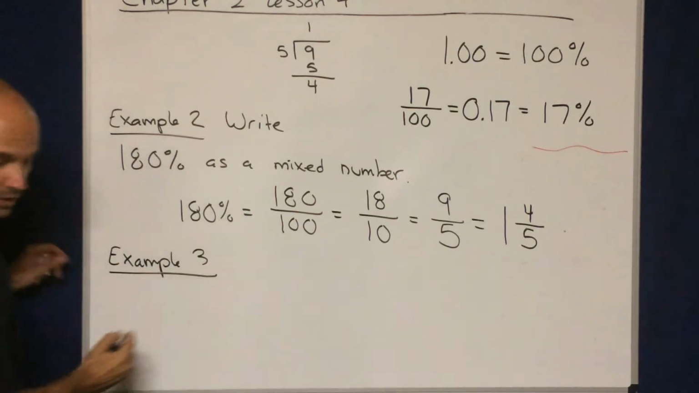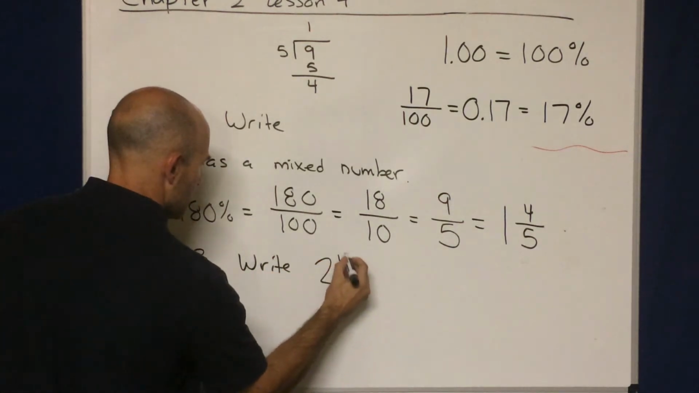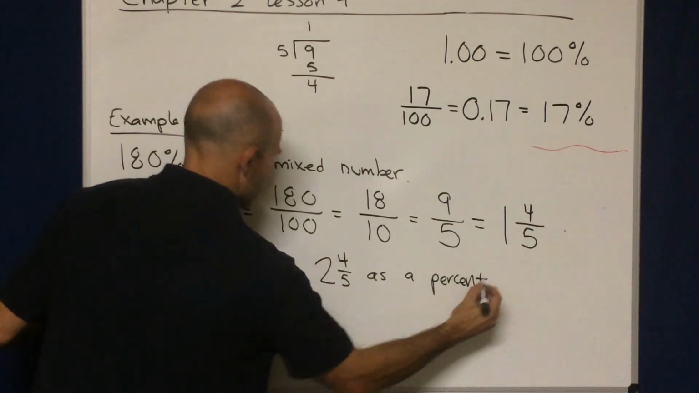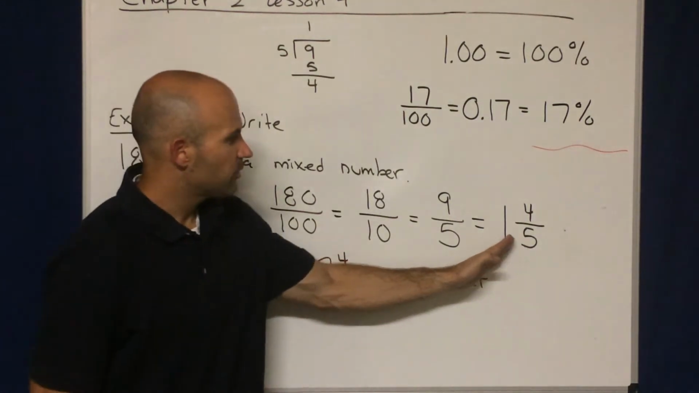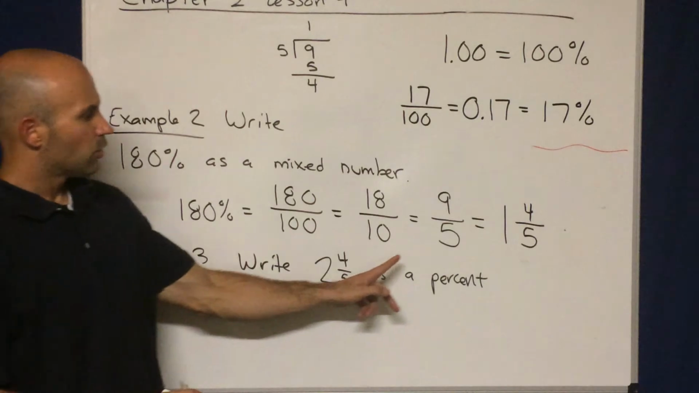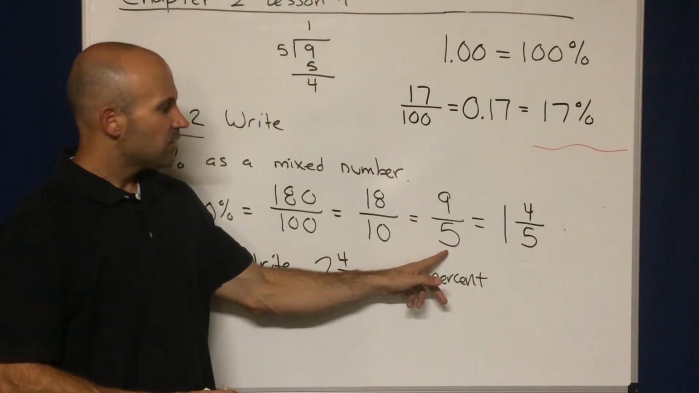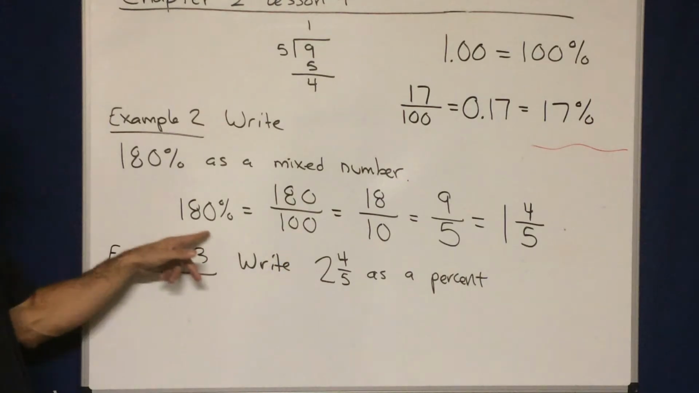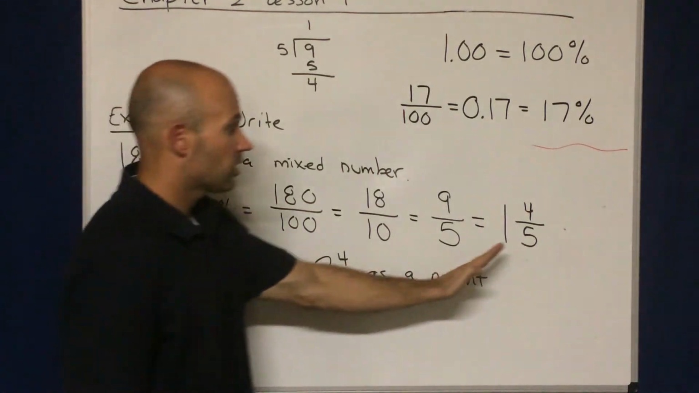Now I'm going to go from a mixed number to a percent. Write 2 and 4 over 5 as a percent. And more or less what we're going to do is really reverse the steps we did here. So we'll take our 2 and 4/5 and rewrite it as a fraction without that whole number part. Then we'll take our fraction and rewrite it with a denominator of 100, which will allow for the easy conversion to a percent. So we're going to do this computation, except we're going to be running it backwards.